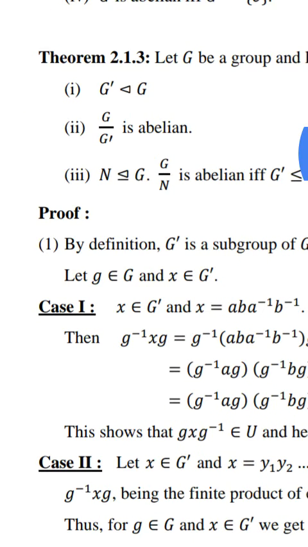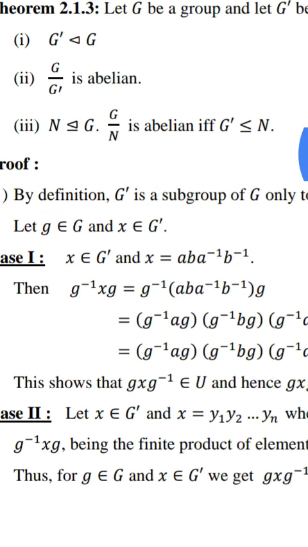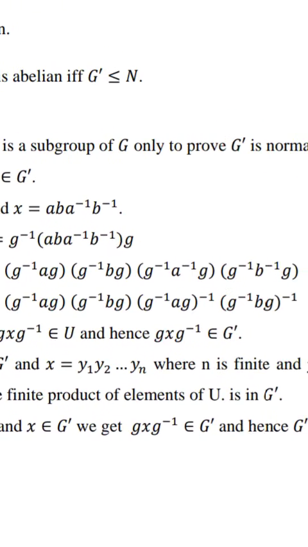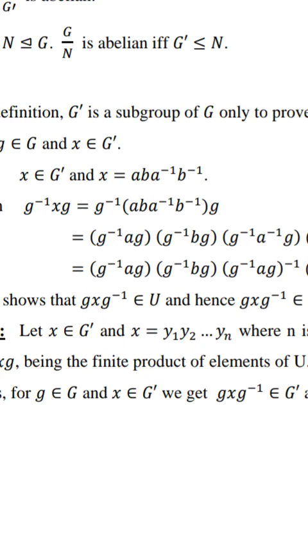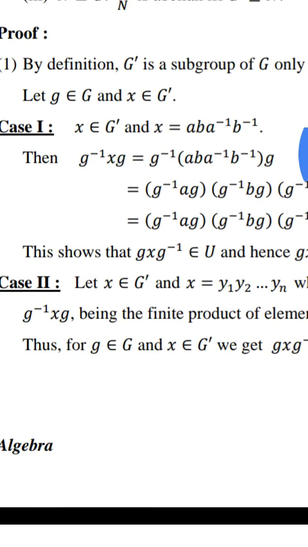For the proof, we recall the definition. G dash is a subgroup of G by the definition of derived subgroup. To prove that G dash is normal in G, it is sufficient to prove that G dash is normal in G. Let g belong to G and x belong to G dash.